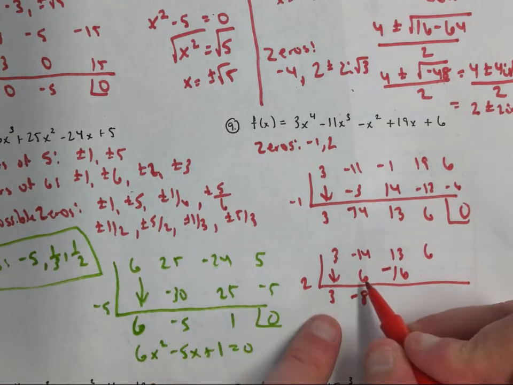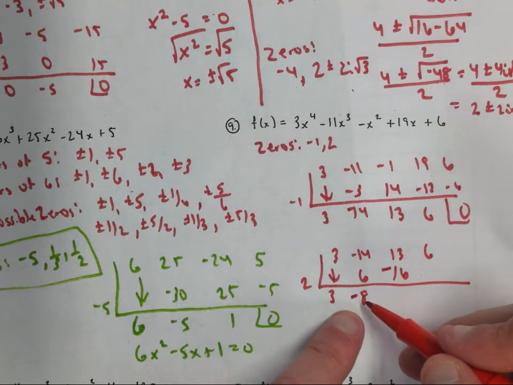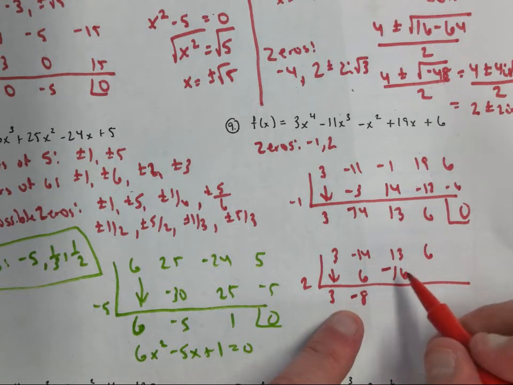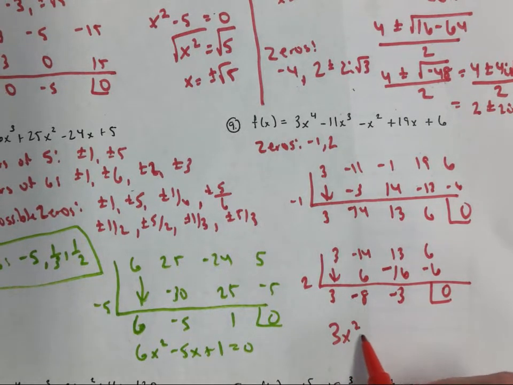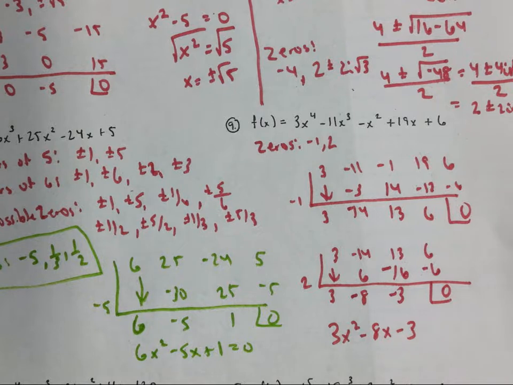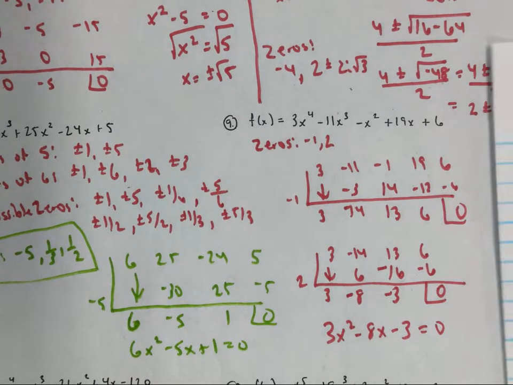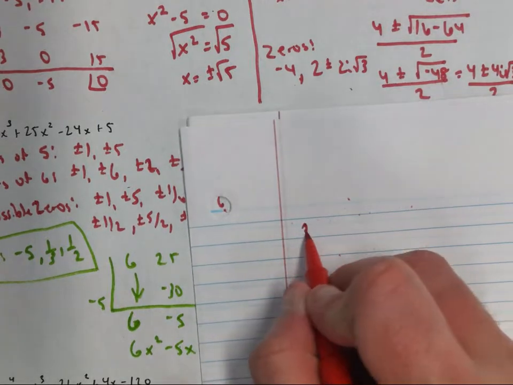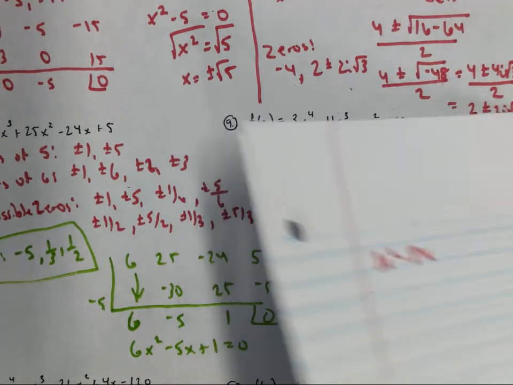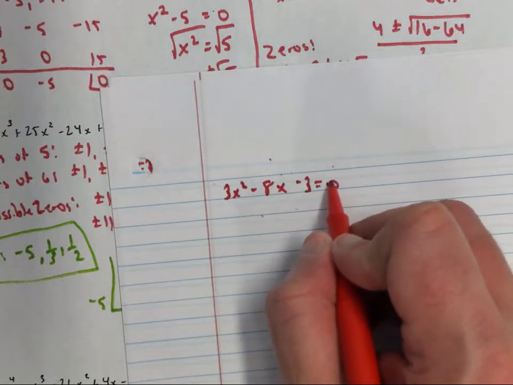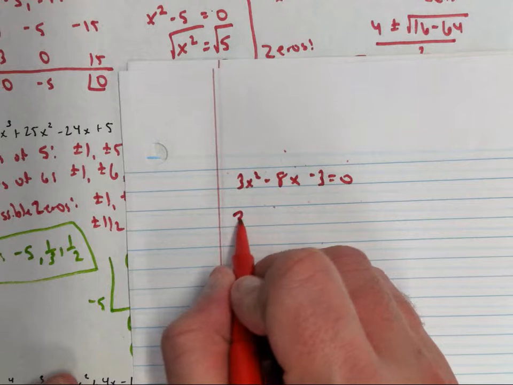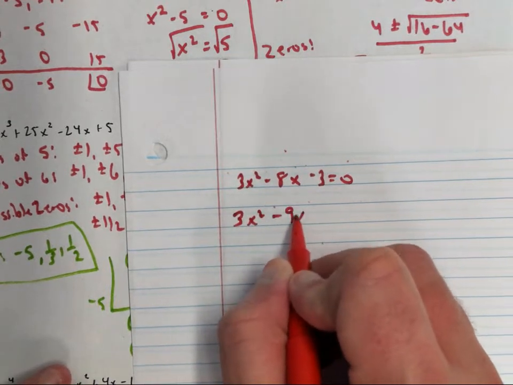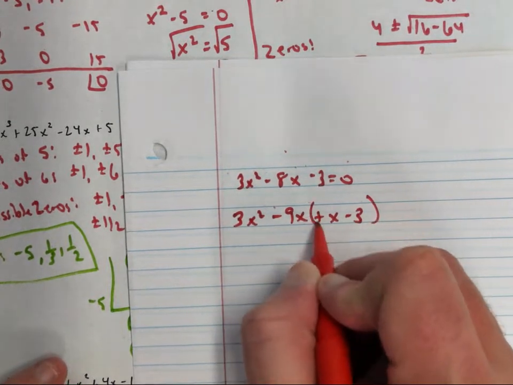To bring 3 down, 2 times 3 is 6, -14 and 6 is -8. 2 times -8 is -16. That gives me a -3. So now I have the quadratic 3x squared minus 8x minus 3. That looks like you could factor. So when I have to use the quadratic formula, I'm going to come over here. Do it the way you were taught. My way, it's got to multiply to give you -9, add to give you -8. It's -9 and +1. Group it off.